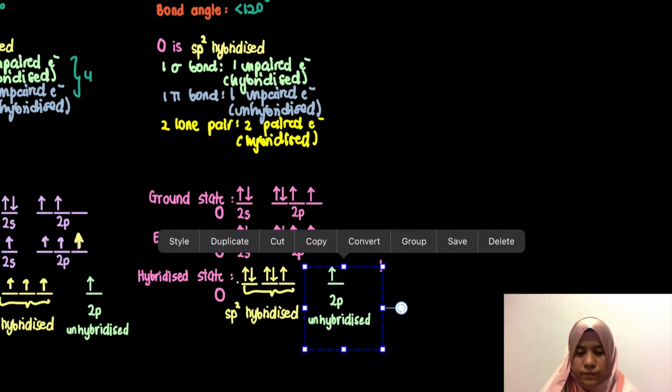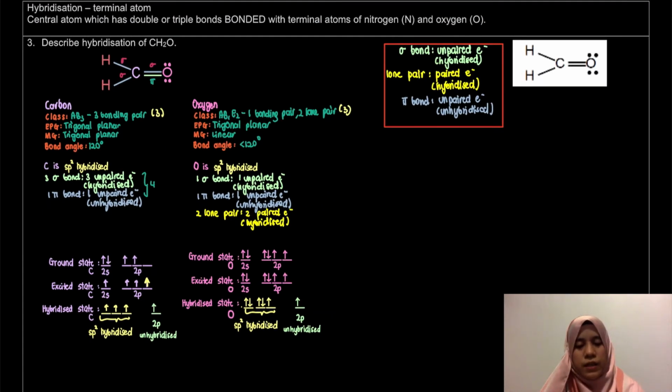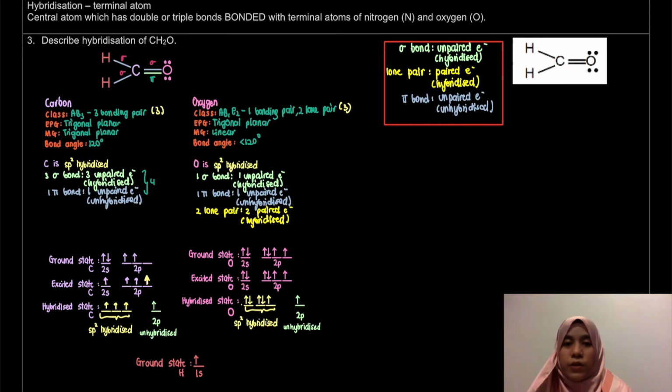Okay, so kita dah hybridiskan carbon dengan oksigen. Jangan lupa last sekali, hydrogen ni, even though we don't have to excite anything, we still have to draw the ground state. So this is actually the step 3 kita. Okay, step 4 kita is actually we have to draw it. Okay, so from the drawing here, from our Lewis structure, carbon ni kita nampak dia adalah trigonal planar.